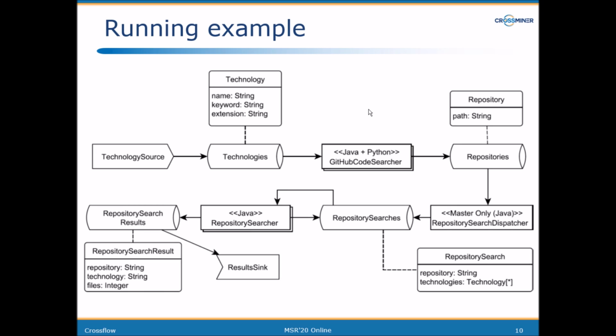In the running example, we saw one of the tasks, CodeSearcher, as being defined in both Java and Python, whereas the repository searcher task was defined in Java. This means that for the CodeSearcher task, one of the workers can be running in Python, executing this task, and one of the workers can be running in Java, executing this task, as well as the repository searcher task.